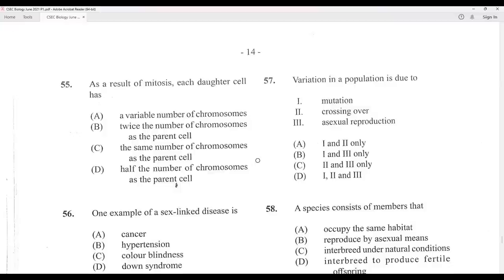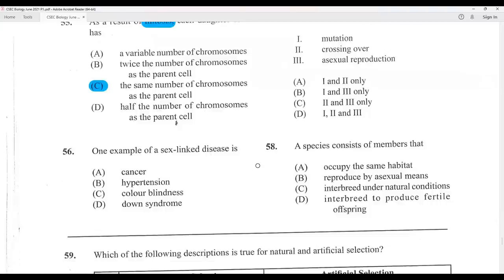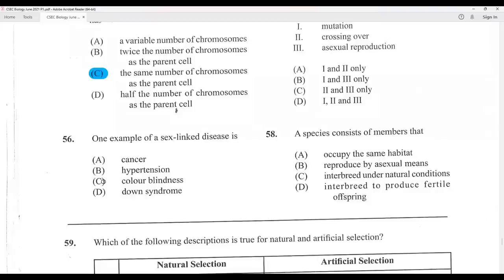As a result of mitosis, each daughter cell has a variable number of chromosomes, twice the number of chromosomes as the parent cell, the same number of chromosomes as the parent cell, half the number of chromosomes as the parent cell. And if we are talking about mitosis, you know, the parent cell and the daughter cells have the same number of chromosomes. So C is the answer for 55. 56, one example of a sex-linked disease is colorblindness. Your syllabus does require you to know colorblindness and hemophilia.